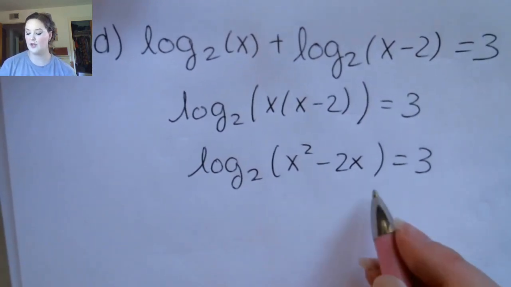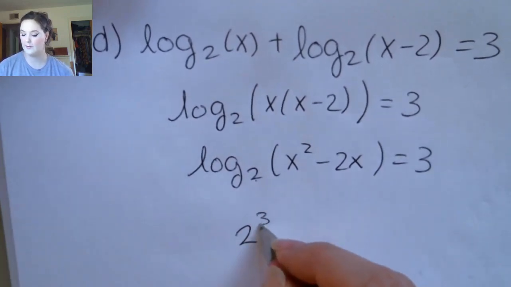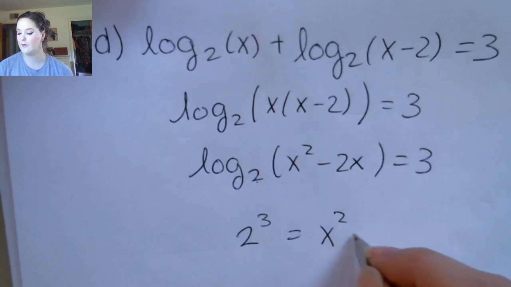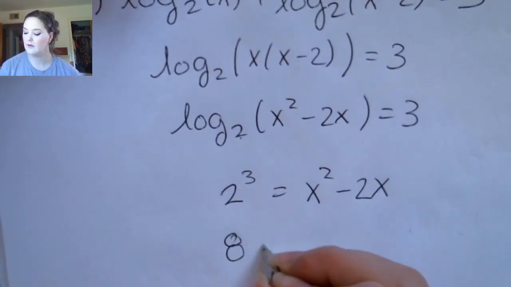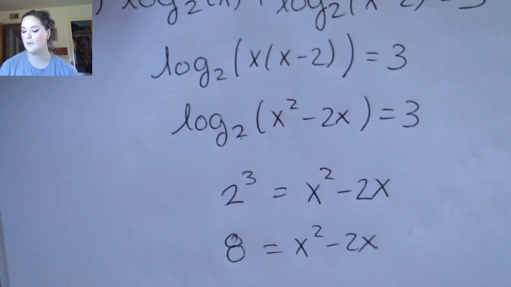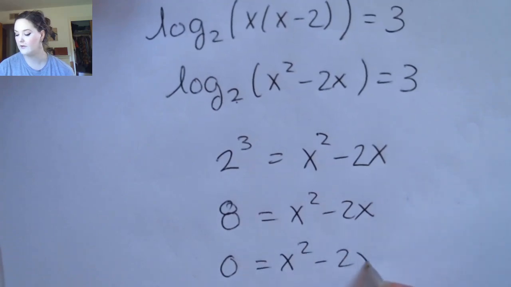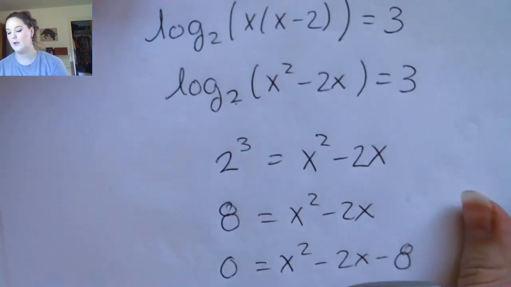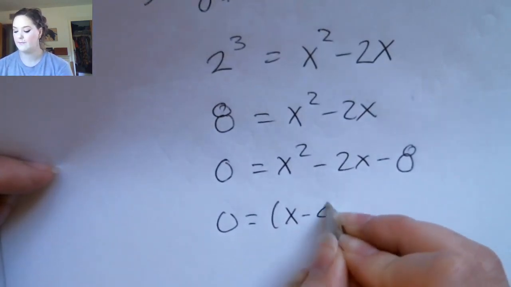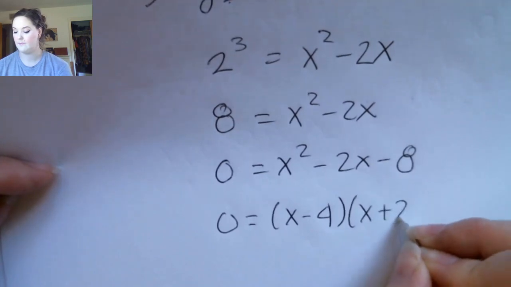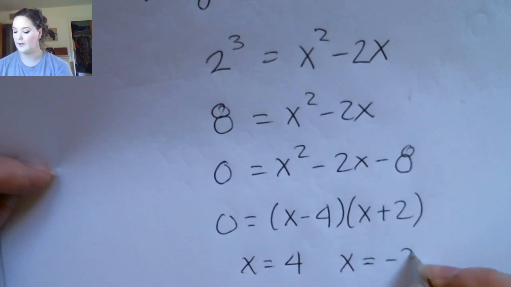So here I'm going to change to log form, so the base of my log becomes the base of my exponent. Here's my exponent, and my answer is x squared minus 2x. Okay, so this is going to be 8. And because I have a quadratic equation, I'm going to move everything to one side and try to factor. Okay, now this does factor, and this gives me two solutions, 4 and -2.